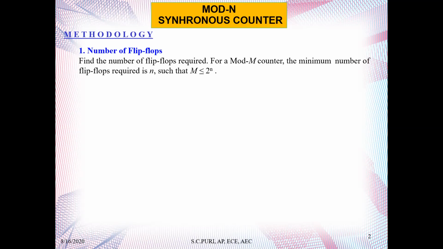So the first step is to find the number of flip-flops required. For a mod counter, if n is the minimum number of flip-flops required, the relation should be that m, or the mod, should be less than or equal to 2 to the power of n. In this way you can first of all fix how many flip-flops will be involved in designing the particular mod synchronous counter.